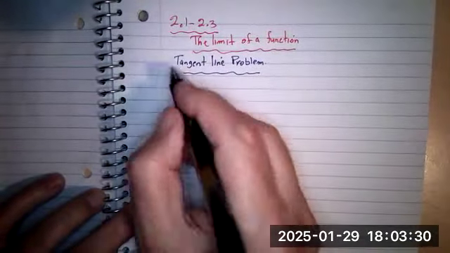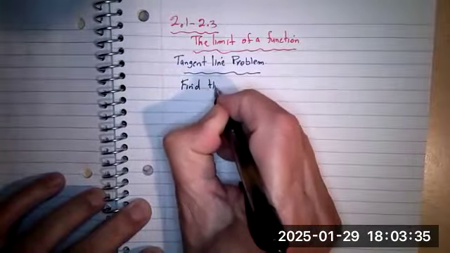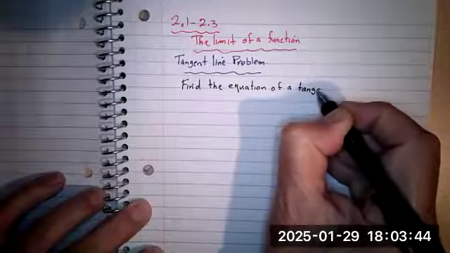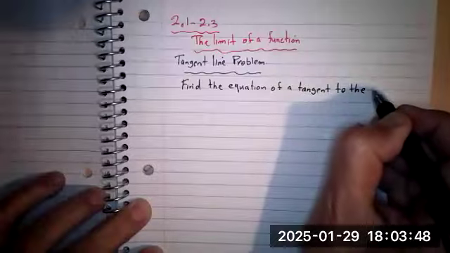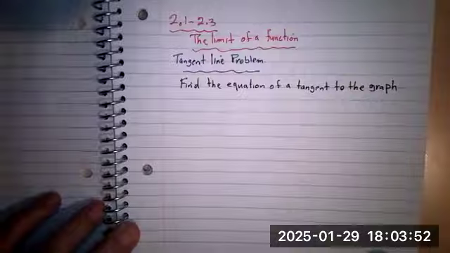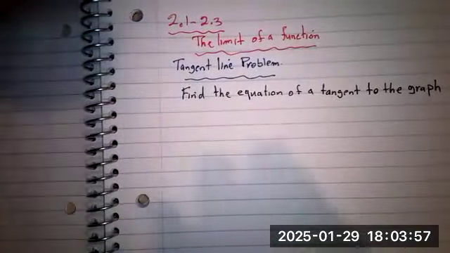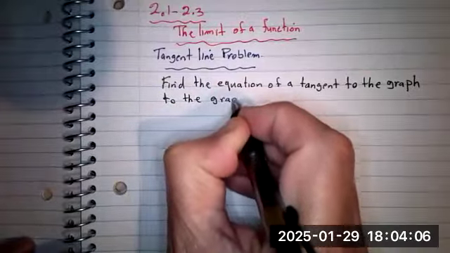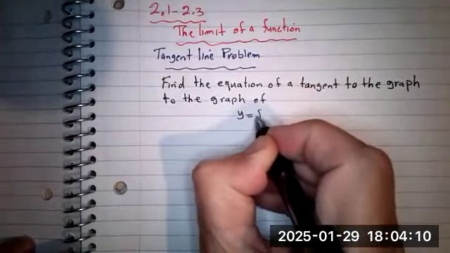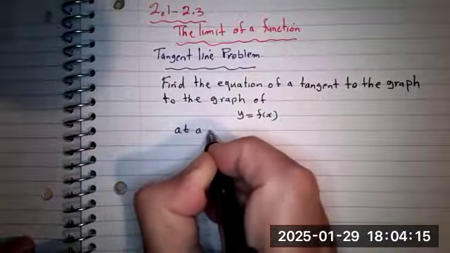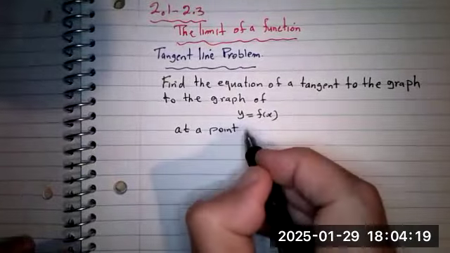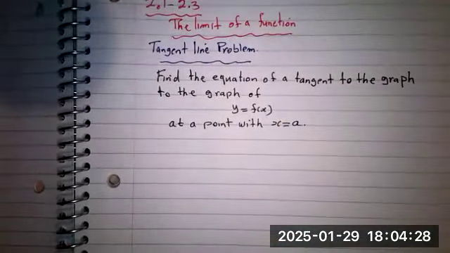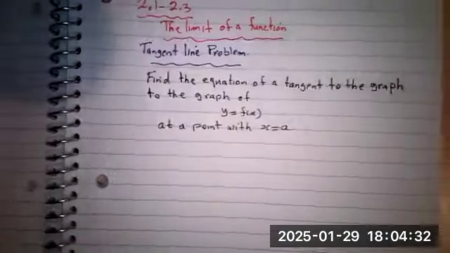It was done by Isaac Newton first. So we'd like to find the equation of a tangent line to the graph of this function y equal to f of x at a point, the point with the x coordinate of a. That is originally the beginning of calculus. And we will see the connection in a minute, the way we are going to connect it together.